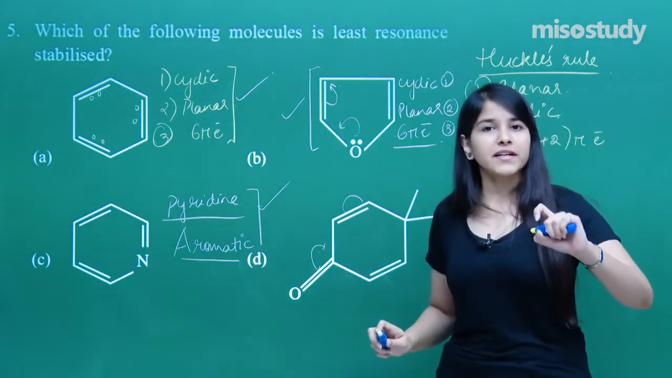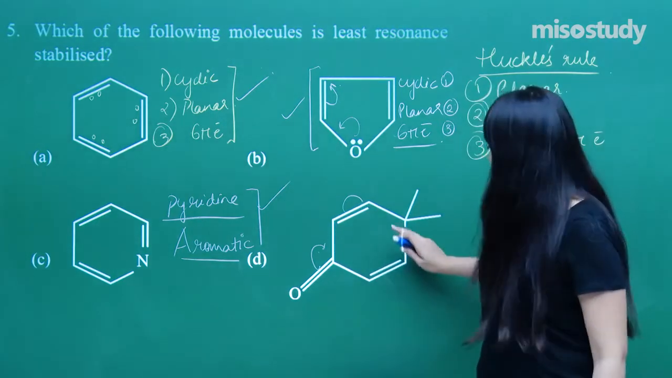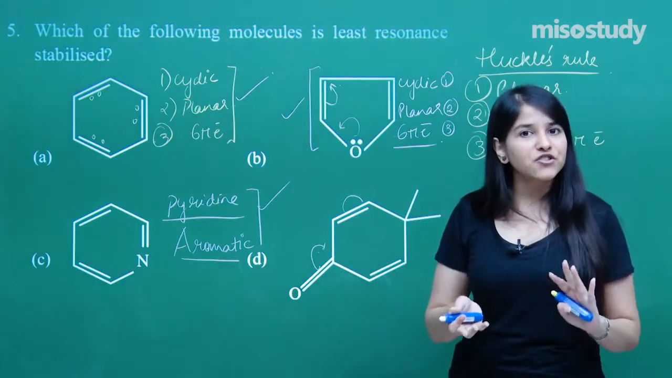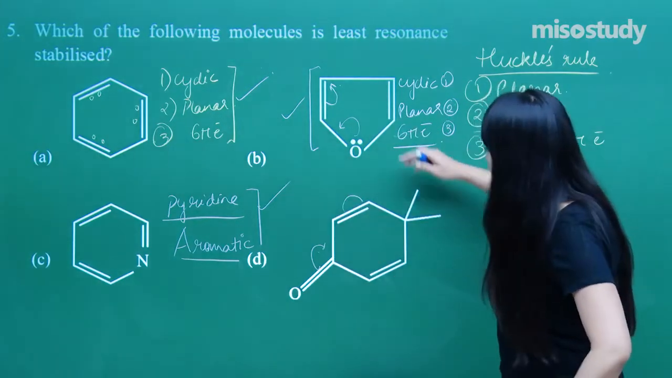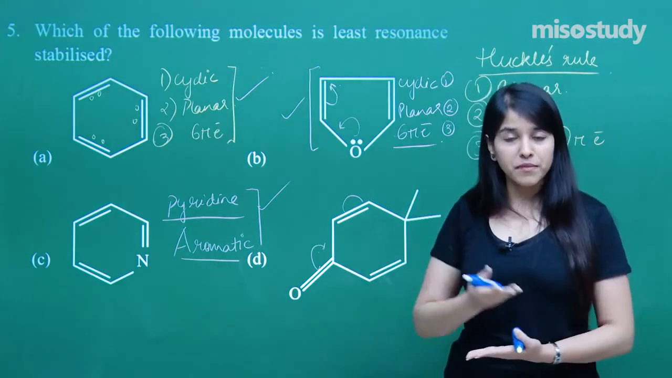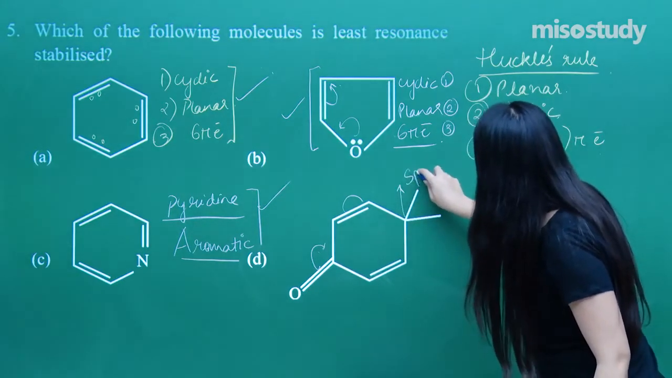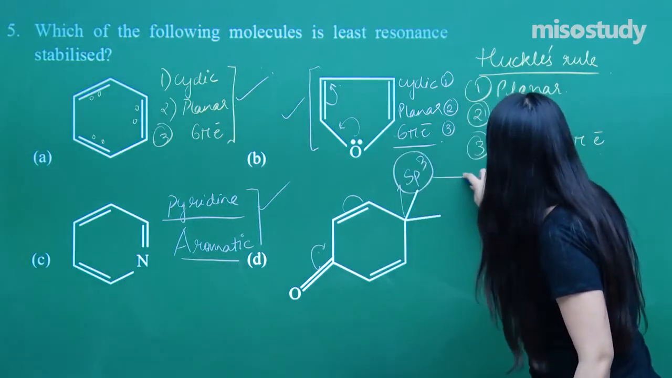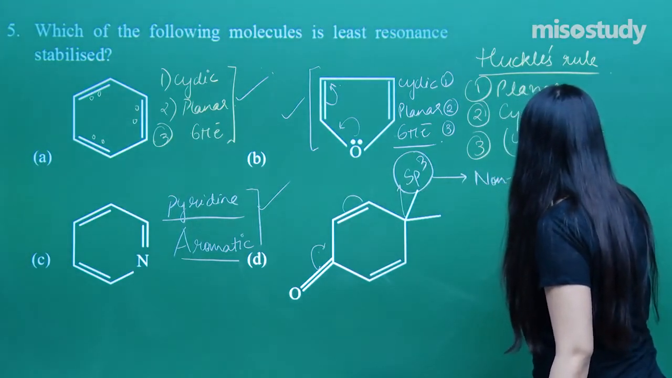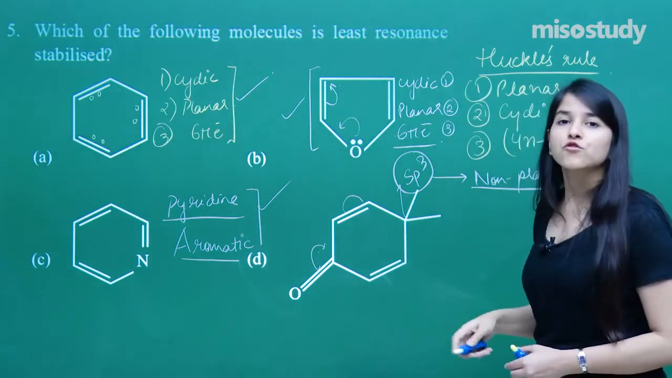The condition for being planar is that you need to have sp2 hybridized carbons or sp, but not sp3. sp3 has an entirely changed shape. That means it changes the structure in terms of geometry, making it non-planar. So that is an sp3 hybridized carbon making the compound non-planar, violating Huckel's rule, and it will now be non-aromatic.